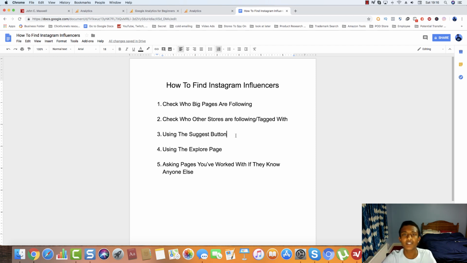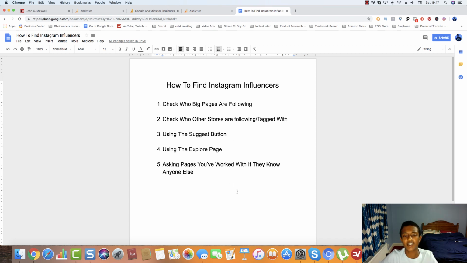And number 4 is using the explore page, which is a really easy and unique way to find growing pages, and pages that are quite big but have been kind of sidelined because they don't post very often, but when they do, posts go viral. So that's a good way to find pages.